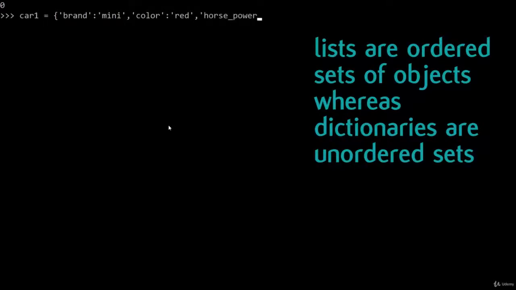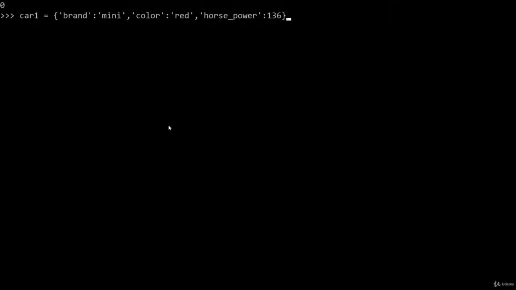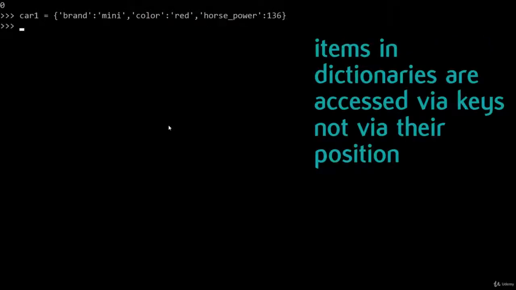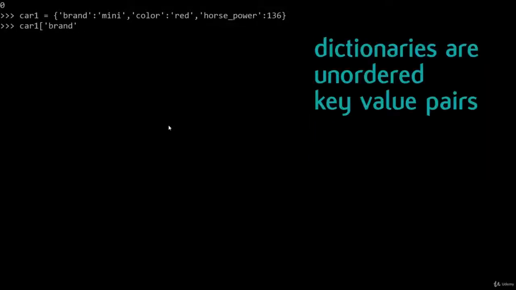We use curly brackets to construct a dictionary and separate the key and value with colons and separate pairs with comma. We can only access items by key values, not by their indexes. It's not ordered like lists. And we use square brackets to get a value by key.